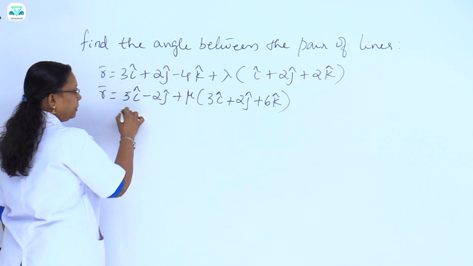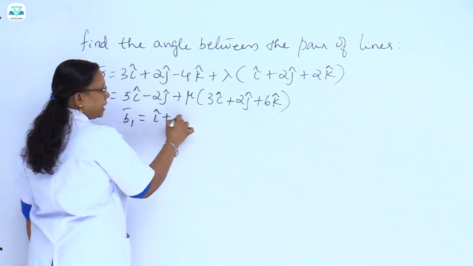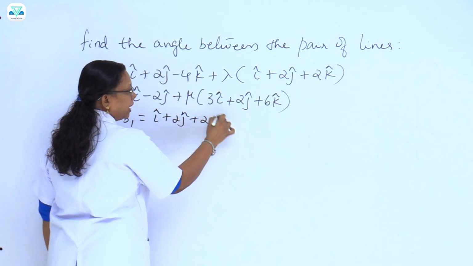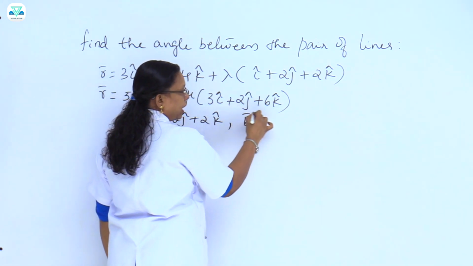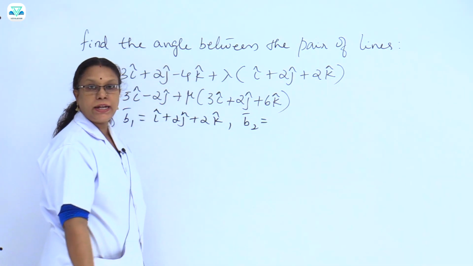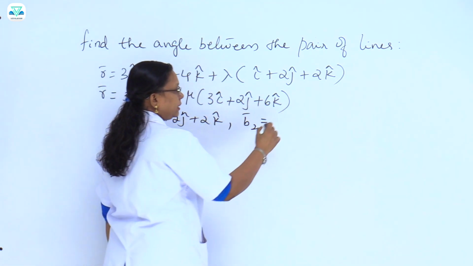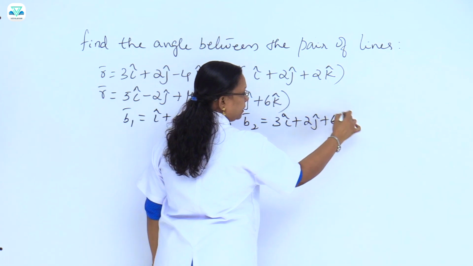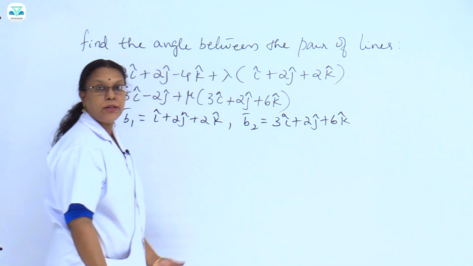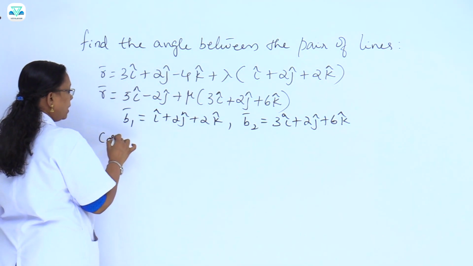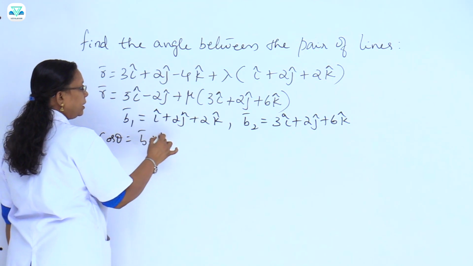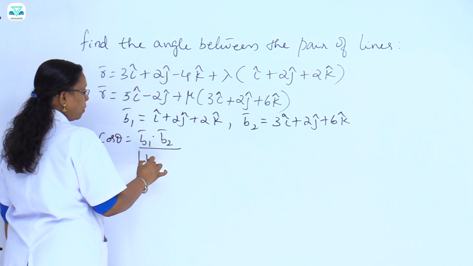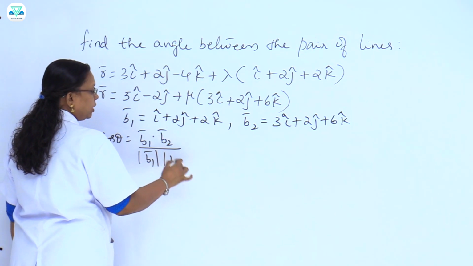The parallel vector B1 is i plus 2j plus 2k, and the parallel vector B2 of the second line is 3i plus 2j plus 6k. Now, what is the angle between them? Cos theta is equal to B1 dot B2 by modulus B1 modulus B2.